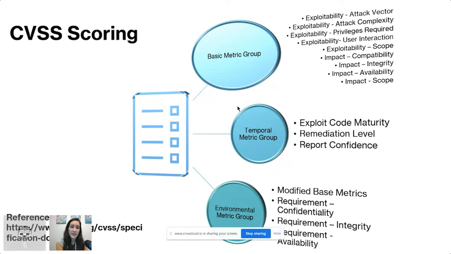So the CVSS scoring is broken down into three groups. You can see here, the basic metric group, the temporal metric group, and the environmental group.